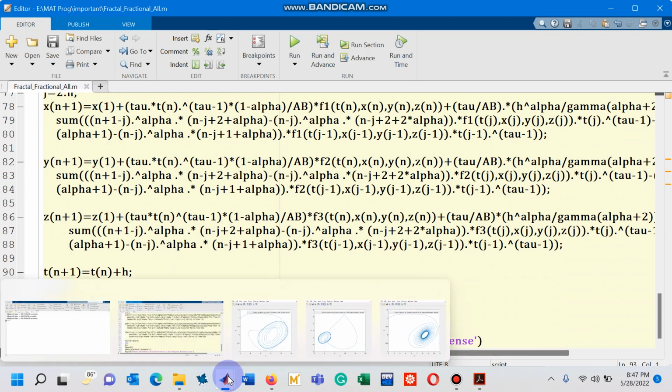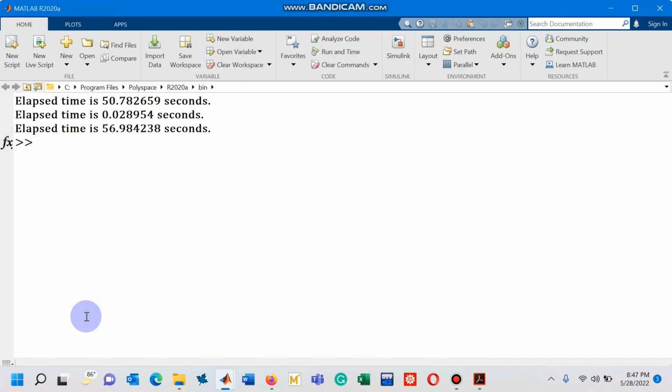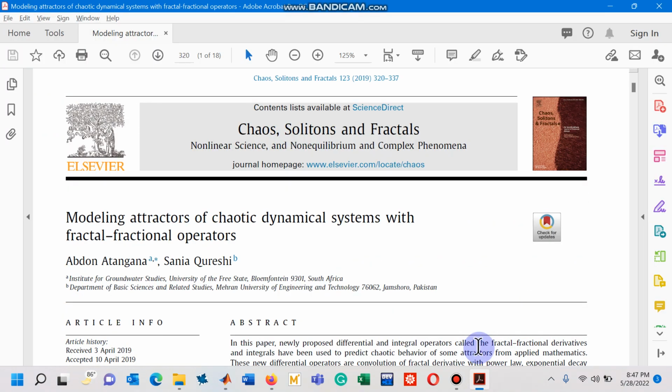So let's go to the command window, and you can see that around 51 seconds were taken by Caputo, 0.03 by Caputo-Fabrizio, and about 57 seconds were taken by the loop defined under fractal fractional operators in the Atangana-Baleanu sense. So that's it. This is all about the numerical schemes in MATLAB, how we can design a code in one M-file for all the three numerical schemes.